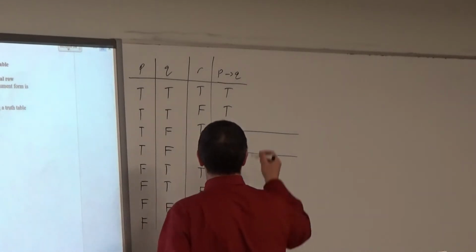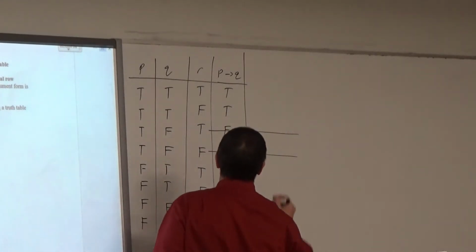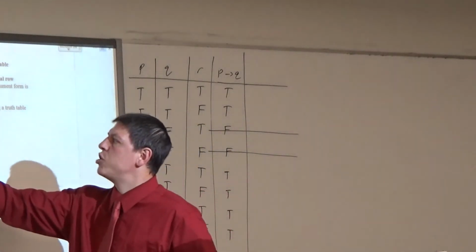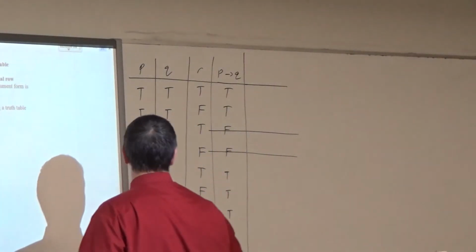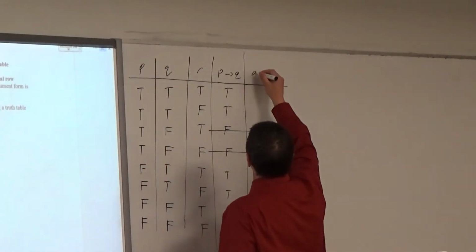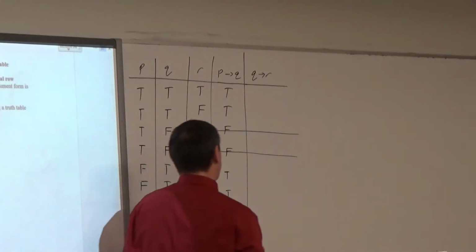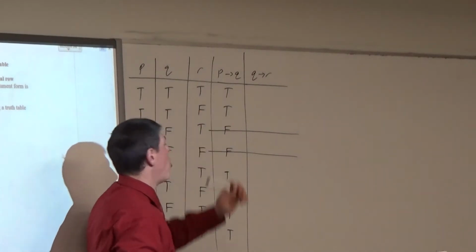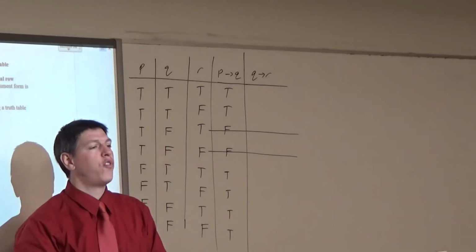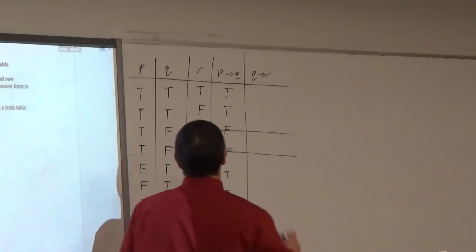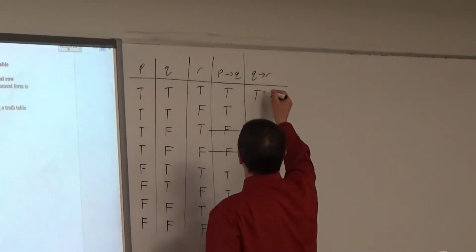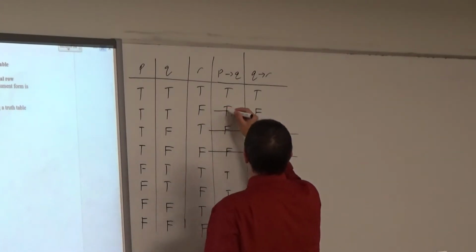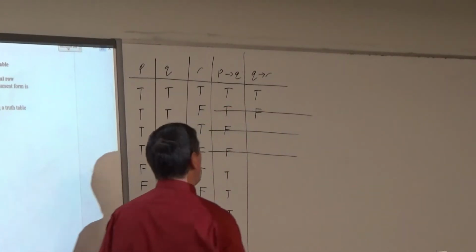Okay? Let's see if we can reduce it a little bit more. Because the next premise that we have is Q implies R. Same game. What we're going to do is look at column Q and column R. Anytime true implies false, we're done with that. So Q implies R, true. True implies false, that's false. So now we're done with row number 2 as well.